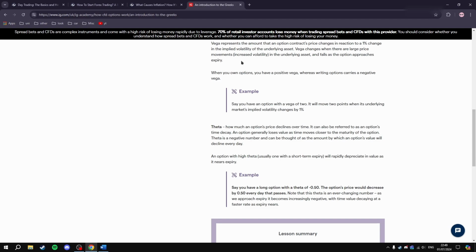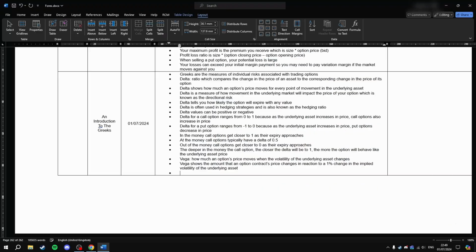Vega changes when there are large price movements, increased volatility in the underlying asset, and falls as the option approaches expiry.